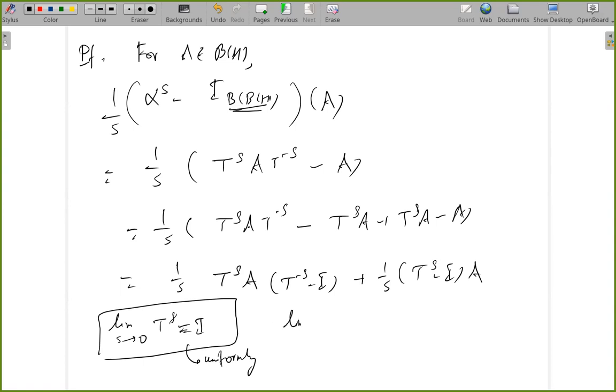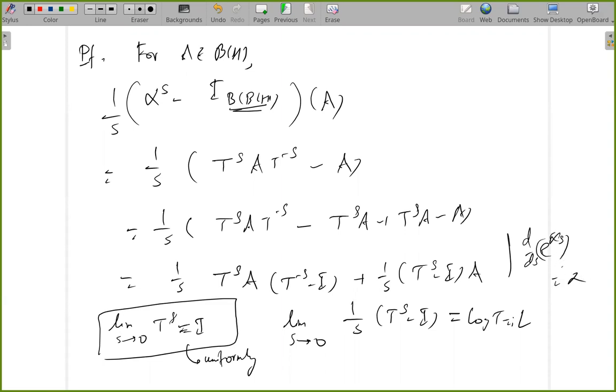And we also have the limit of S going to 0 of 1 over S, T to the S minus identity, is equal to the logarithm of T. Uniformly, again. This is log of T, which by definition is our definition of L. Think of this as e to the S log T. So the derivative d/dS of e to the S alpha at 0 is equal to alpha. So that log T is what you're getting. Just use functional calculus and you'll figure this out. So this is also uniform.